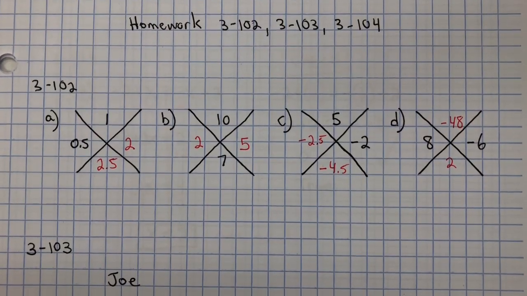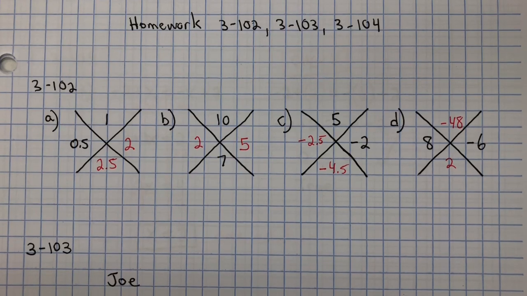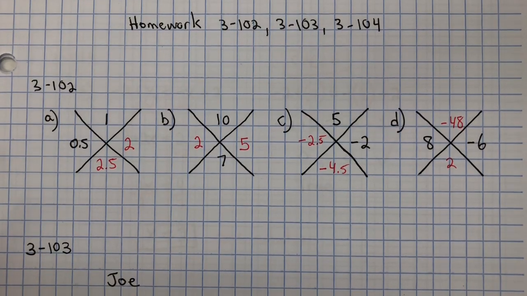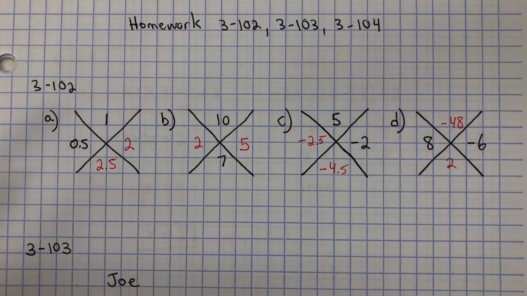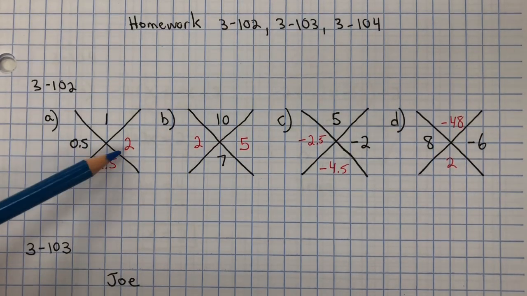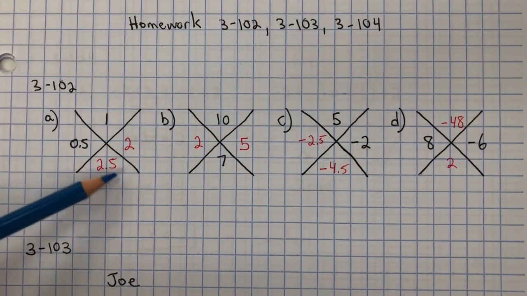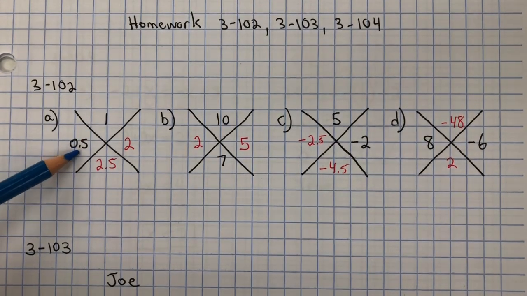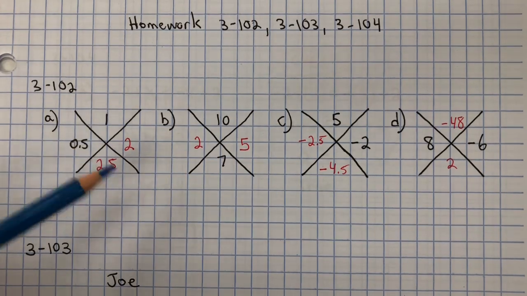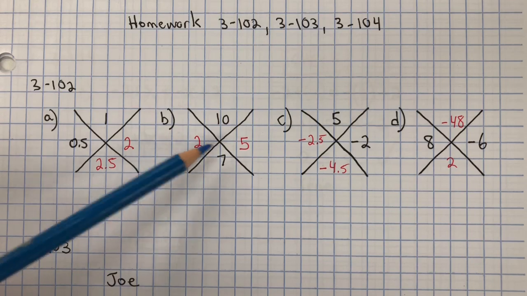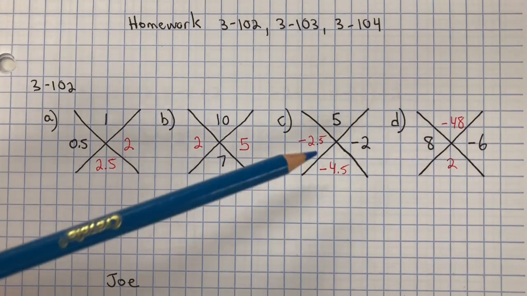This is the homework for 102, 103, and 104. In problem 3, 102, you needed to complete the diamond problems. 5/10 plus 2 is 2 and 5/10. 5/10 multiplied by 2 is 1, or you can say half of 2 is 1. 2 plus 5 is 7. 2 times 5 is 10.